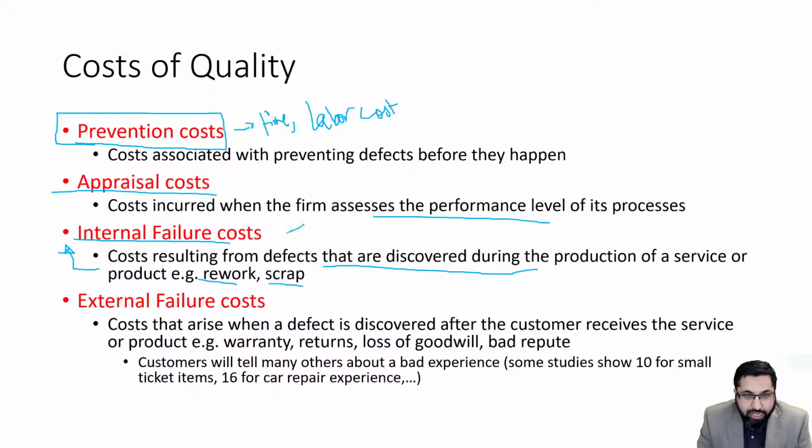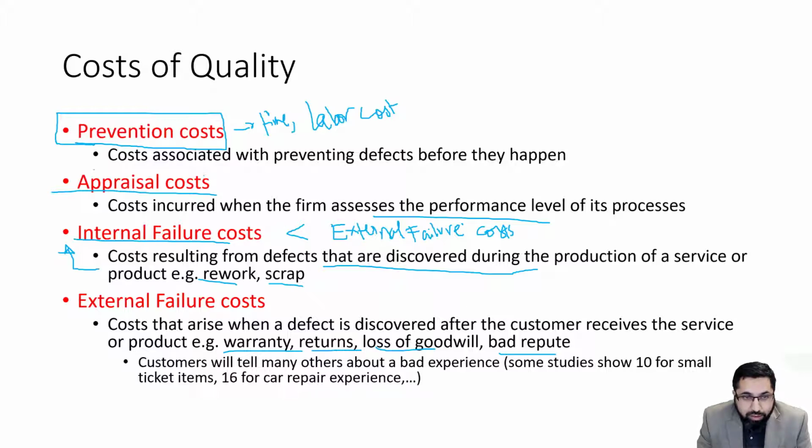Internal failure costs tend to be less than external failure costs. External failure costs, as the name sounds, are when the defect is discovered by the customer, or after the customer receives the item or service. So in external failure costs, you may have to do a warranty. So you may have to take that defective piece back and ship the customer a perfectly fine good piece, or a customer may just return the item. There will be loss of goodwill, bad reputation.